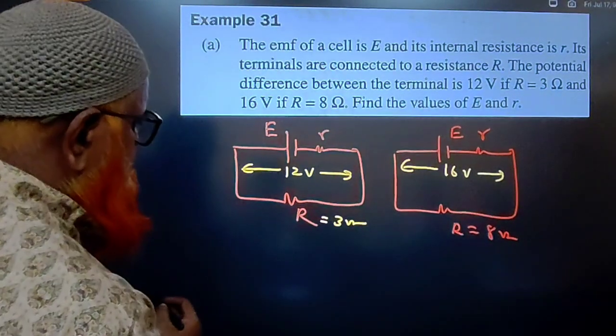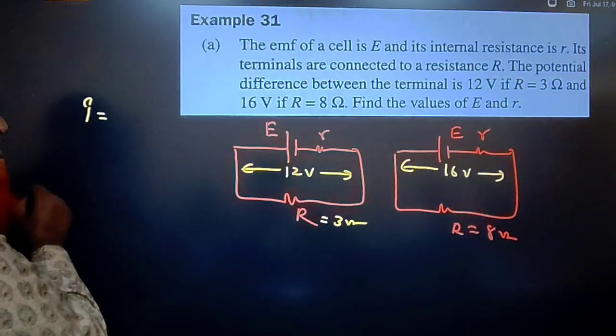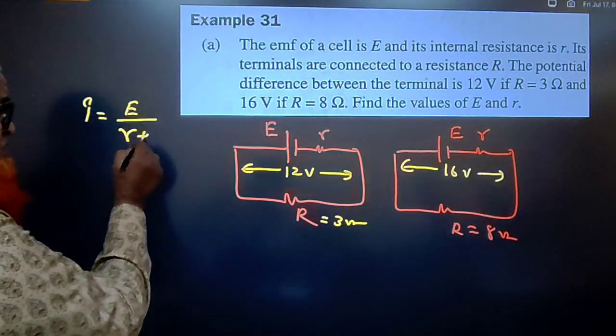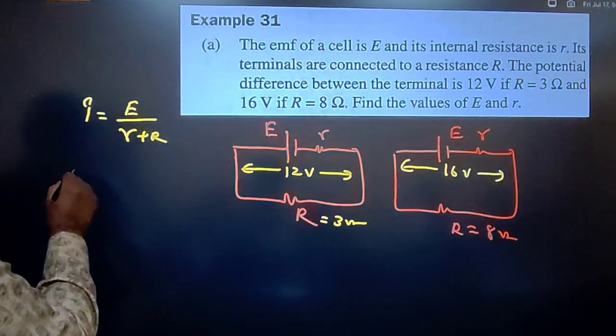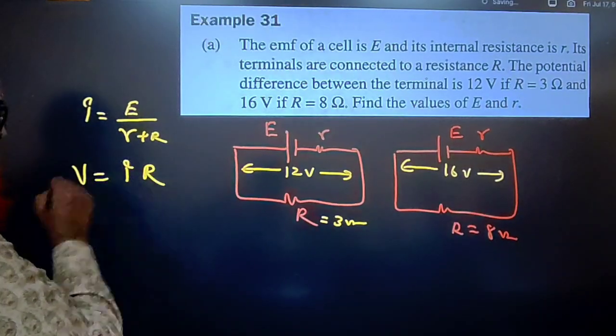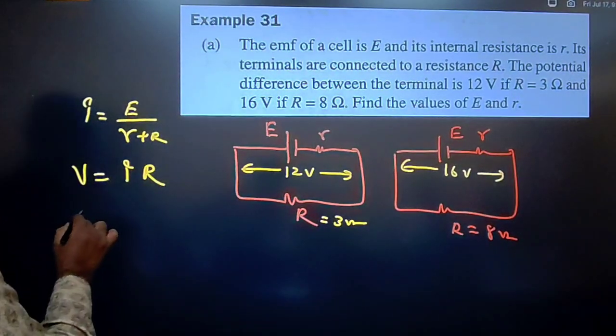Then what are you going to write now? What is the current formula? Current is equal to net EMF by net resistance, which is small r plus capital R. Then what is the formula for potential according to Ohm's law? V is equal to I into capital R.